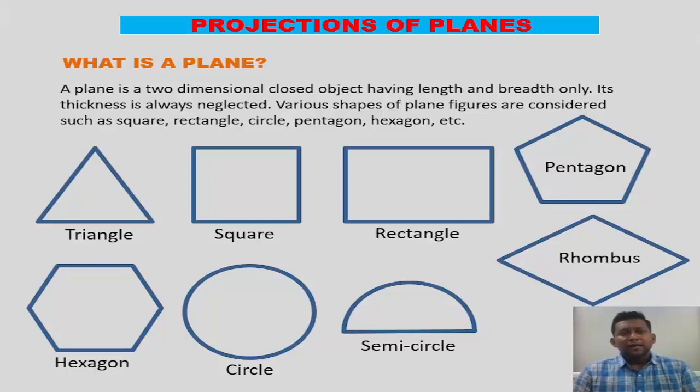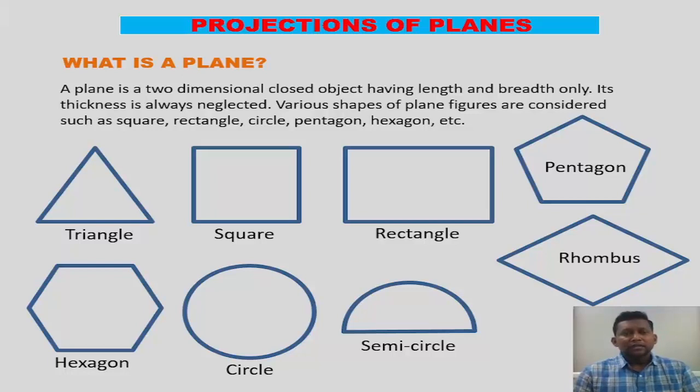A plane is defined as a two-dimensional object. In simple terms, a plane is nothing but a two-dimensional object where it has only length and breadth. The thickness is always neglected. Most objects will have some thickness. If you take a paper, even that paper has some thickness, but the paper can be considered a plane. Why? Because the thickness is negligible when compared with the length and breadth.